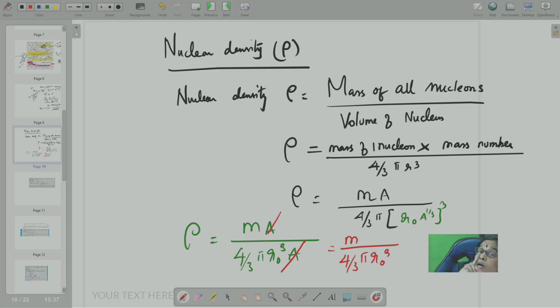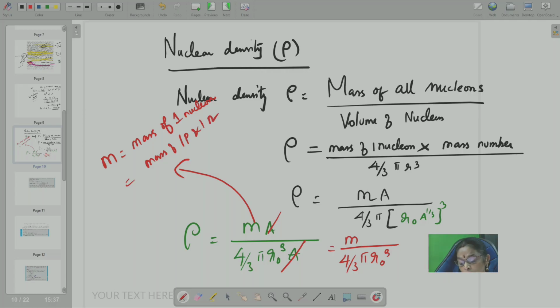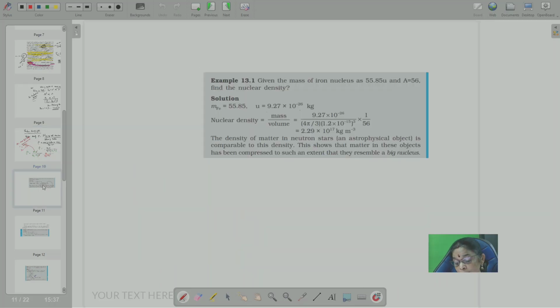Children, mass of one nucleon is constant. We have already seen that. What is M? M is equal to the mass of one nucleon. What do you mean by one nucleon? Careful, children. One nucleon is the mass of one proton or one neutron. So therefore that is constant. And of course r naught is constant, that is 1.2 Fermi. Everything is constant. Therefore nuclear density is constant.